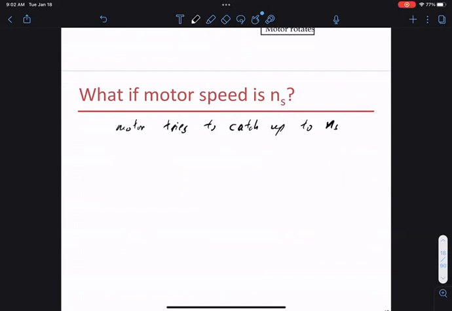Well, if delta n equals 0, so if the motor speed equals n_s, the synchronous speed of the outside field, then relative to the motion of the outside magnetic field, there's no speed difference. There's no speed difference, so there's no torque. The torque is 0, and you stay at synchronous speed. If you have no speed difference, you stay at synchronous speed because there's no torque being generated. So that's again a very simple idea.